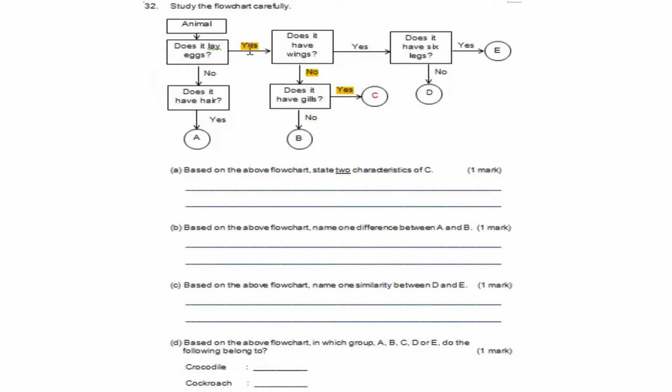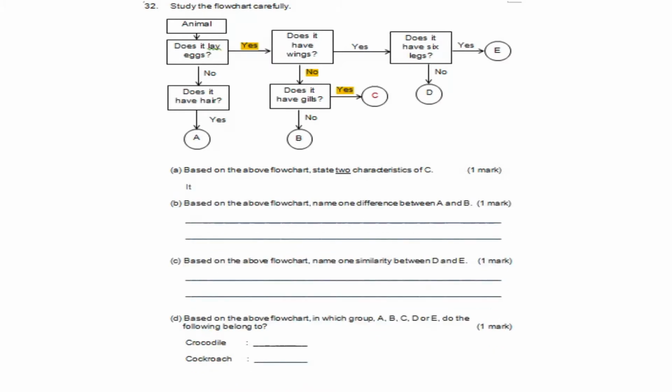Animal, does it lay eggs? Yes. So a characteristic of C is that it lays eggs, because that's yes. This will give me half a mark. And I need two characteristics, right?